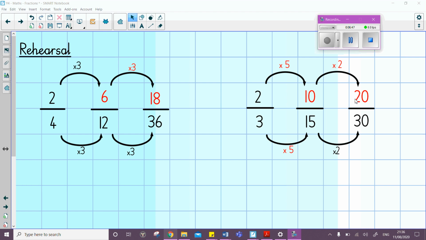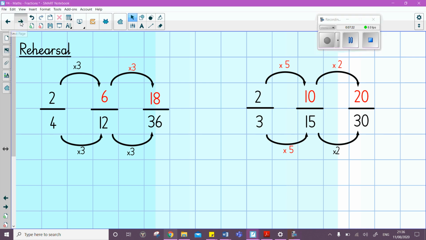Now I can also check my answers. So I said here that 20/30 is equivalent to 2/3. Now the way I can check that is by simplifying this fraction using a common factor. Now I know that 20 and 30 are both divisible by 10. If I divided 20 by 10, so how many 10s going into 20? That would be 2. And if I divided 30 by 10, how many 10s going into 30? It would be 3. So I would have 2/3. 20/30 simplified is 2/3. Okay, so they are equivalent to one another.